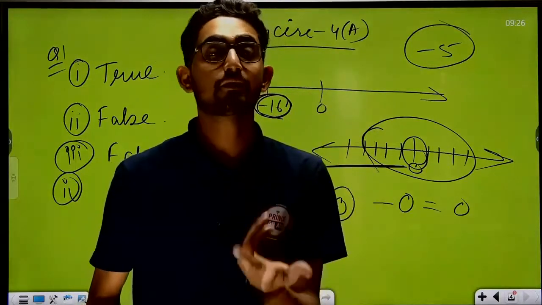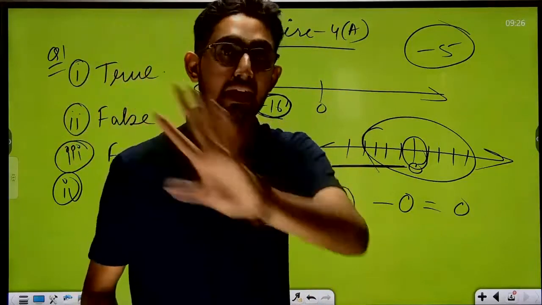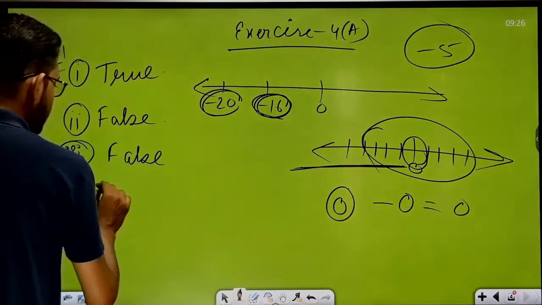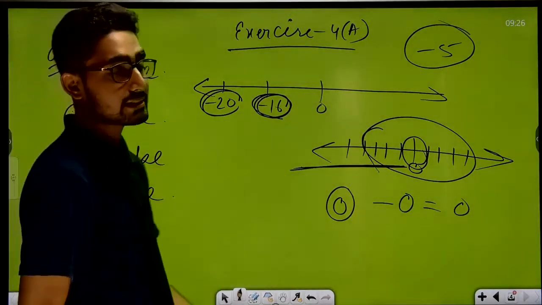because 0 has no opposite, because 0 is neither positive nor negative. That's why we can say the opposite of 0 is 0 only. That is your complete answer. Write down here: true statement.